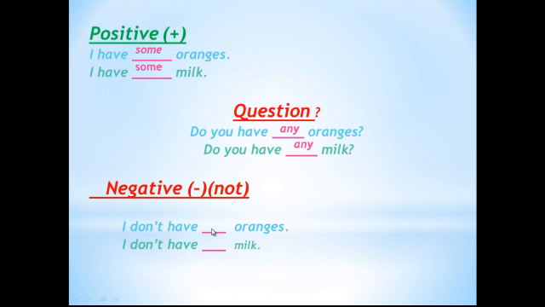In negative, I don't have. Can I say some? No. I don't have any oranges. Here I have some oranges. I don't have any oranges. And with not too, I don't have any milk. Excellent, Mr. D.